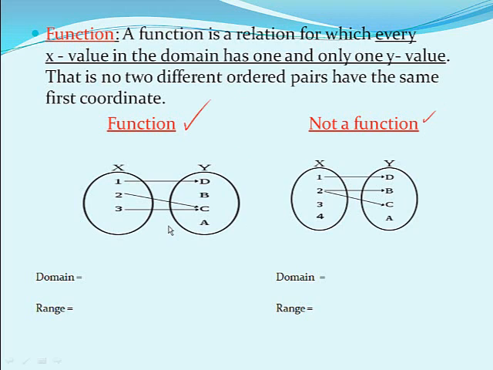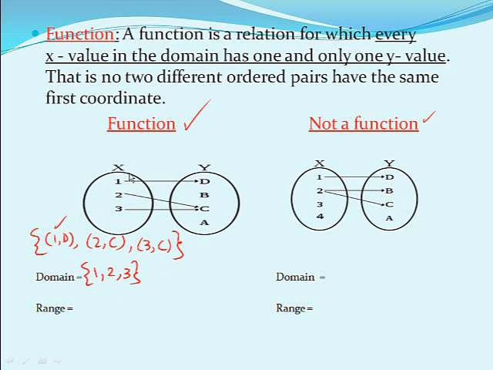If I write this in ordered pair form, I can write the first diagram as the set of ordered pairs (1, D). Then there is an arrow going from 2 to C, so that will be the ordered pair (2, C). And there is another arrow going from 3 to C, so that will be the ordered pair (3, C). This satisfies the criteria for a function: every x value in the domain has one and only one y value. If you collect the domain points, the first coordinates, they are 1, 2, 3.